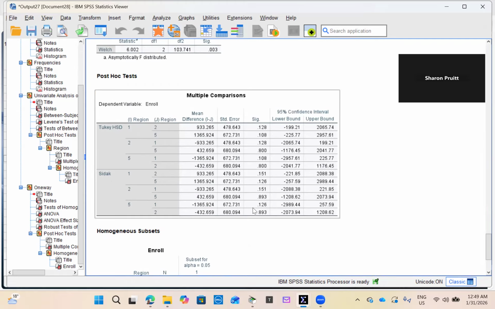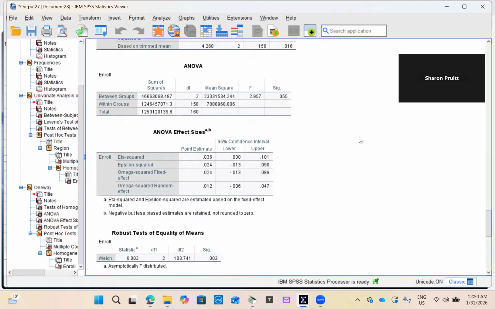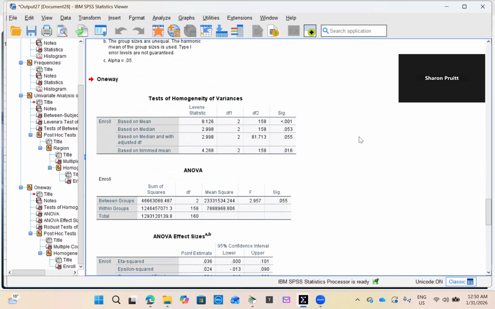In conclusion, after evaluating normality, homogeneity of variance, the general linear model, ANOVA table, effect size, and post hoc comparisons, there's no statistically significant difference in district enrollment among regions 1, 2, and 5. The ANOVA result was marginal but not statistically significant. F with degrees of freedom of 2 and 158 equals 2.957.